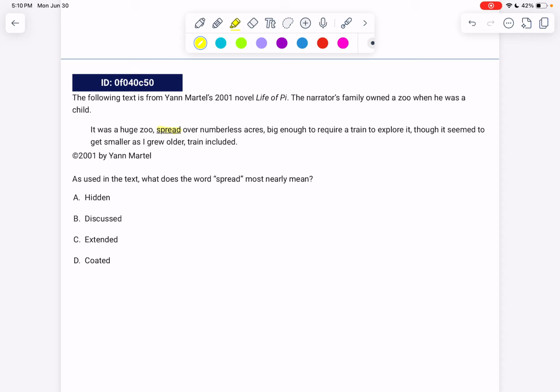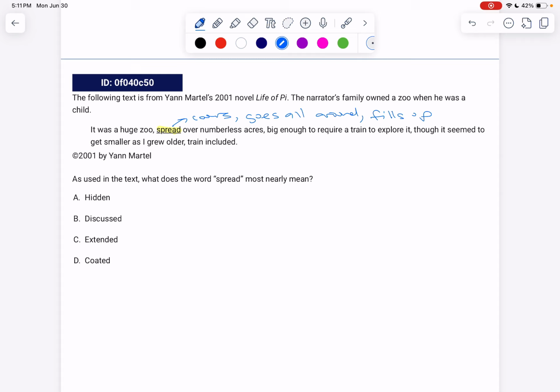So again, spread over acres. It's big, it's huge, it's blank over numberless acres. It's probably something like covers or goes all around, fills up, because it's very big. So that's what it would have to do to numberless acres. So let's go to the answer choices.